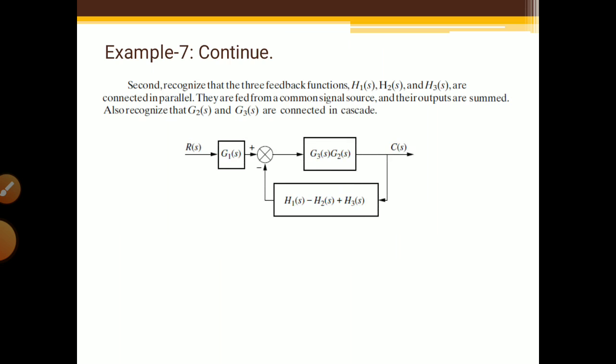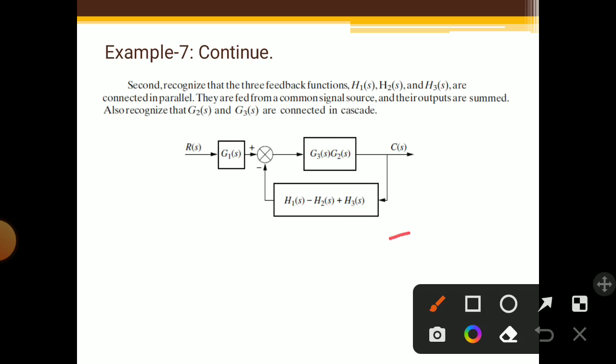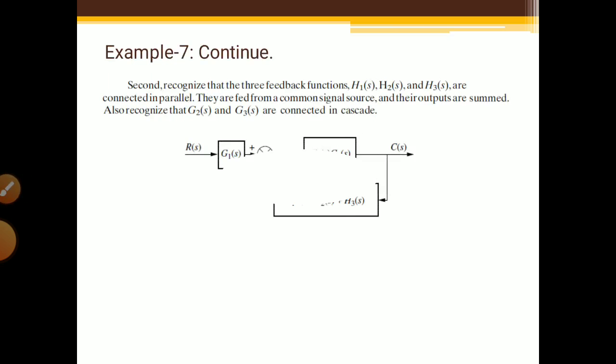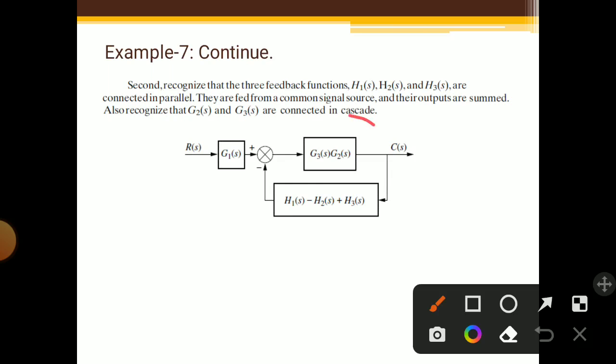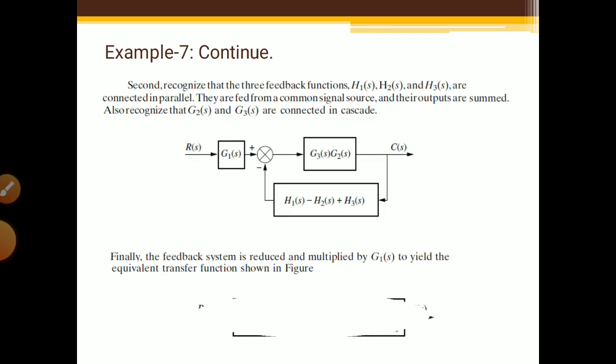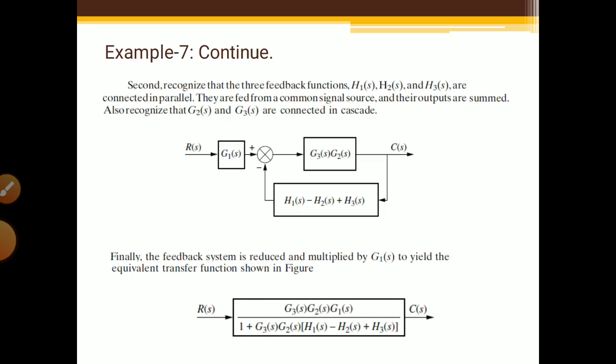or you can add all the feedback loops together like this, H1 of S minus H2 of S plus S3 of S. So here all are added together, H1, H2, S3, and their signs are taken plus or minus as given, and now this feedback loop can be solved very easily. Okay, and we can multiply G1 of S to that feedback loop, and finally we will get this answer. This is the final answer that we get.